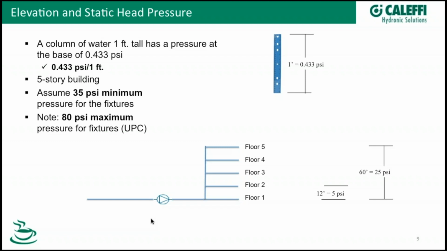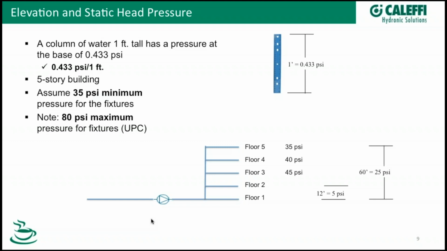80 psi seems to be the maximum I found in both codes, the UPC and the ICC. That has a lot to do with the fixtures that we use. Shut-off valves, ball cocks, and toilets have a pressure rating on them from the manufacturer, and you don't want to exceed that, or you could have problems with them leaking through, or have problems where the ball cock, for example, can't shut off tightly against a higher pressure than that. So that would be the maximum pressure that we'd want to see on a building.